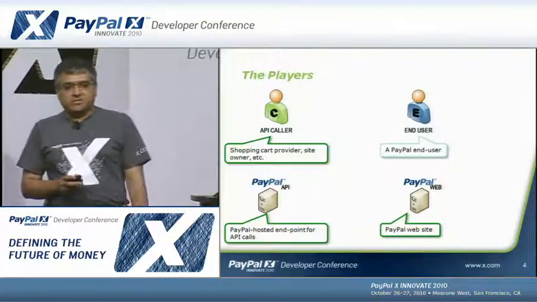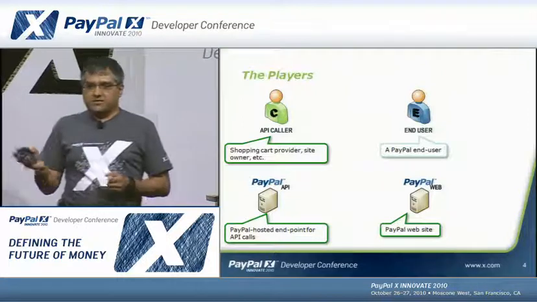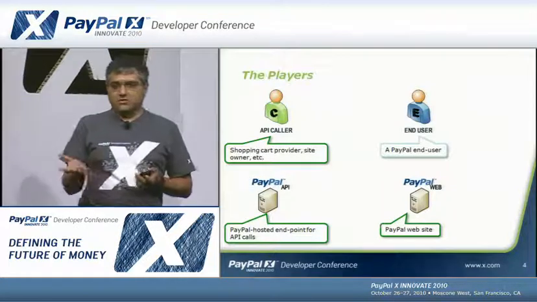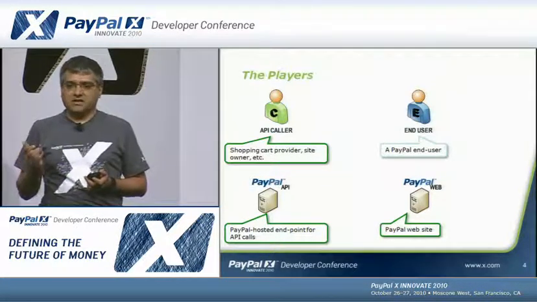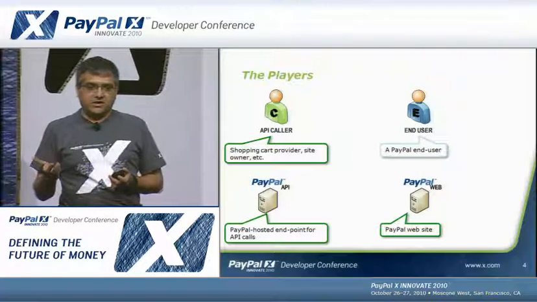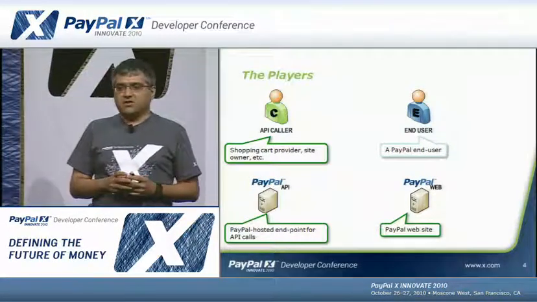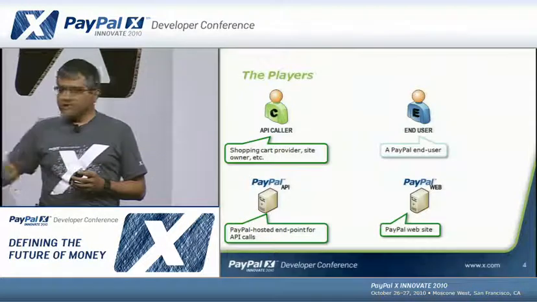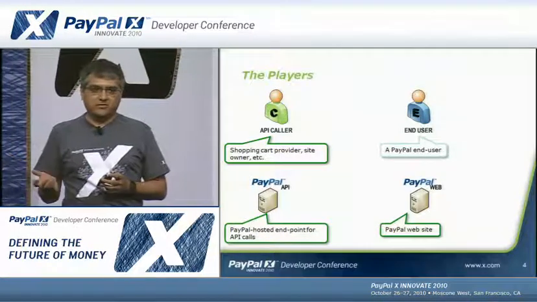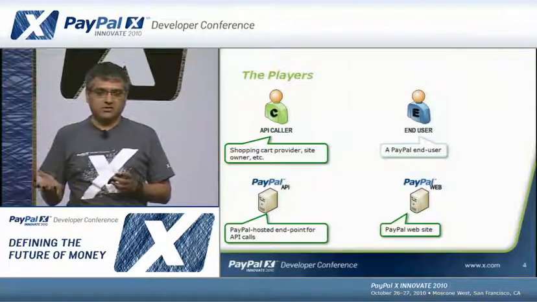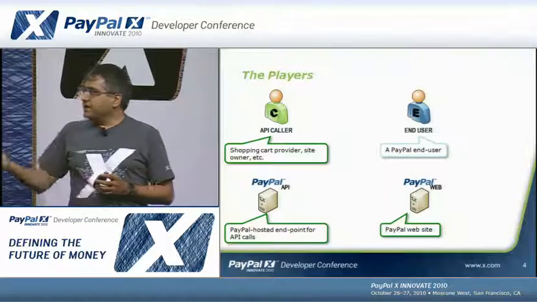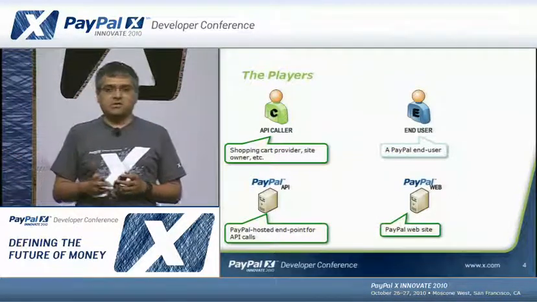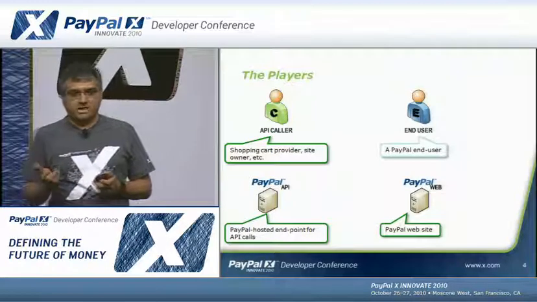So let's start with the players. We have 4 players here with the API caller, which hopefully most of you are. You're running a website, a shopping cart, and you are interested in making the platform API calls to your business or to improve your business. We have the end user, who is a current or future PayPal end user with whom you're doing business. And then we have the PayPal API endpoint. This is the endpoint that you use to make the API calls.